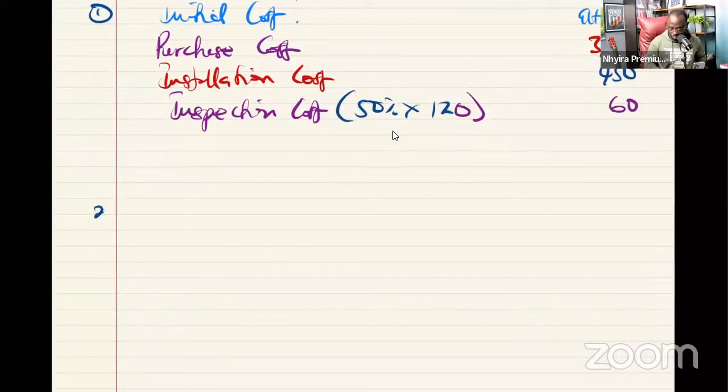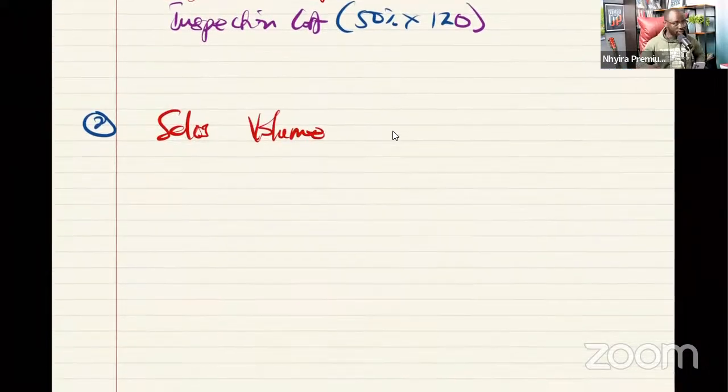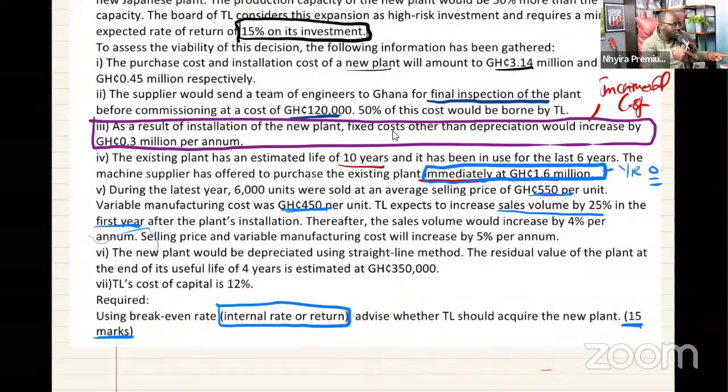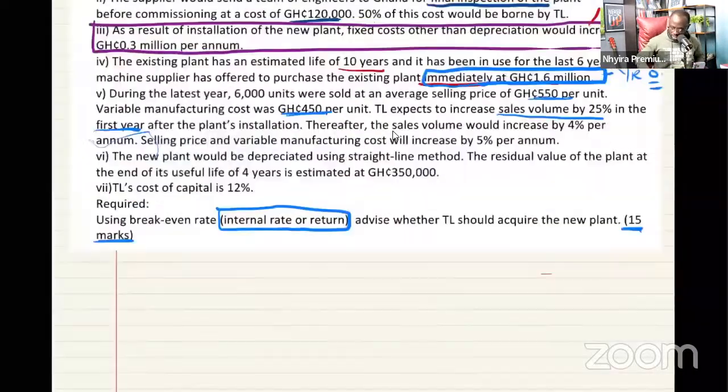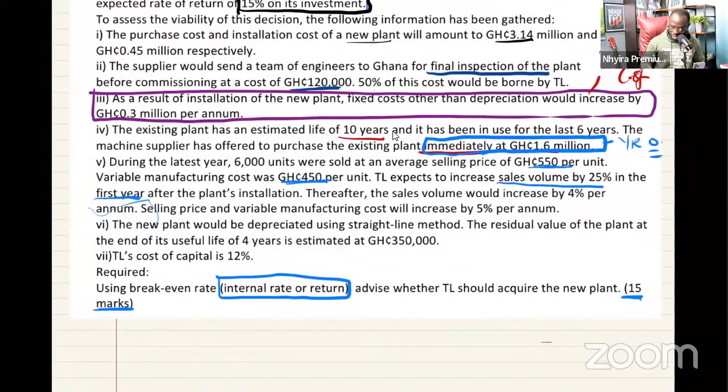So working two, sales volume. The examiner is beginning to tell us a story about the sales volume. Now, the current 6,000 and the price 550, for now, we don't care about it. But the fact that they expect sales to go up by 25% in the first year after installation is relevant information for us. We don't know how long the project is, so let's continue to read. Thereafter, the sales will increase by 4% per annum. Selling price and variable manufacturing cost will increase by 5% per annum.